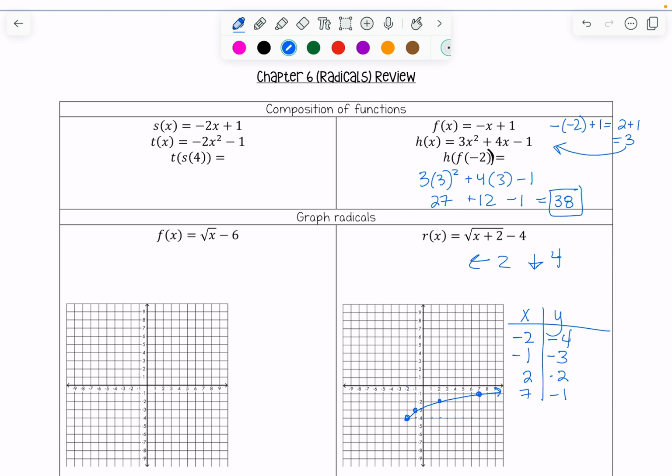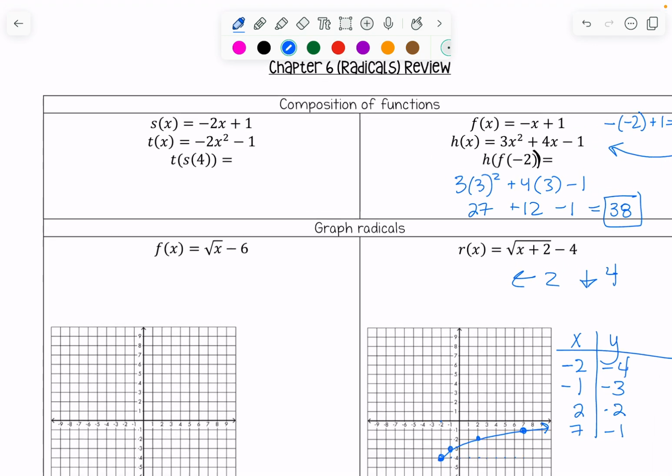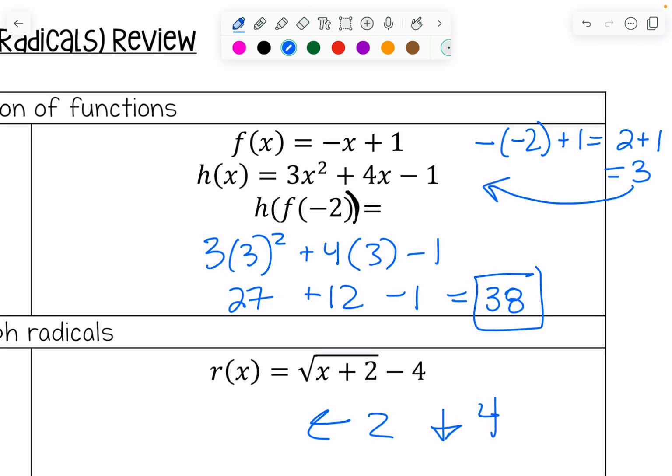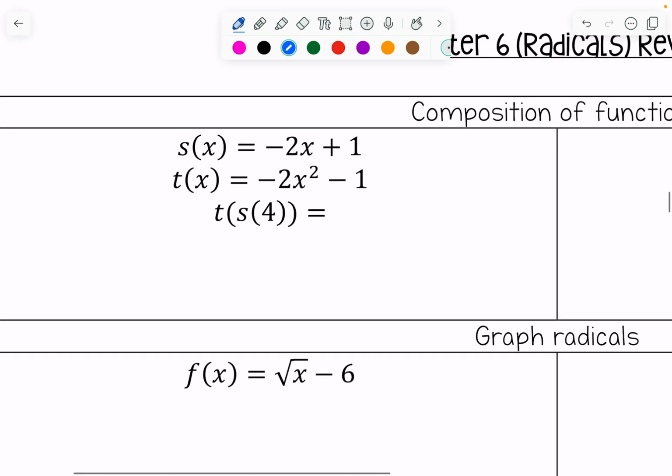Let's go over chapter 6 radicals. So if you remember, our first topic was composition of functions. So how can you add, multiply? How can you put one inside of the other? So this was the example on the right. Let's go ahead and check out the example on the left.